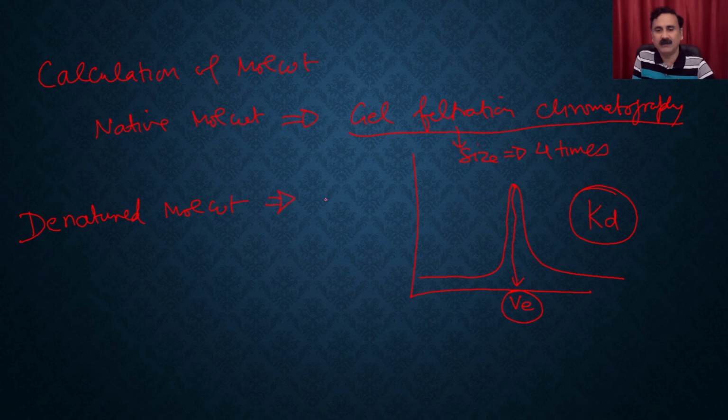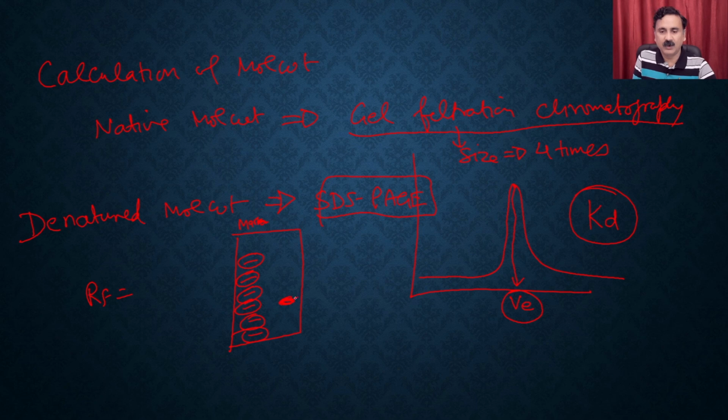Now, how to calculate the denatured molecular weight? You can calculate it with the help of SDS-PAGE. I'm sure we all know about SDS-PAGE. If you run the protein on SDS-PAGE, it gives you the molecular weight. First you run the molecular weight marker, and then you run your proteins. Then you calculate the Rf values for the marker proteins, for each and every spot, and you also calculate the Rf value for your protein. Depending on the Rf value of this particular spot, you can calculate the denatured molecular weight.